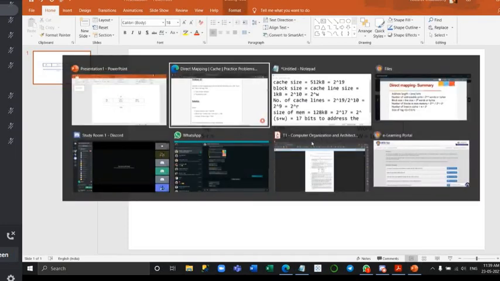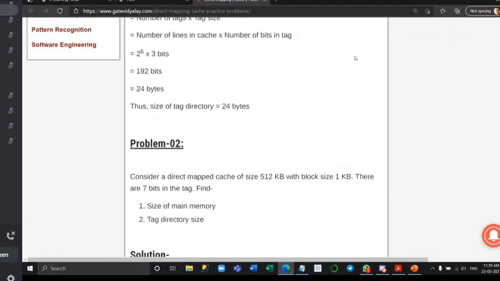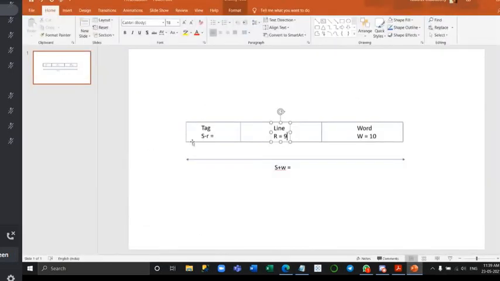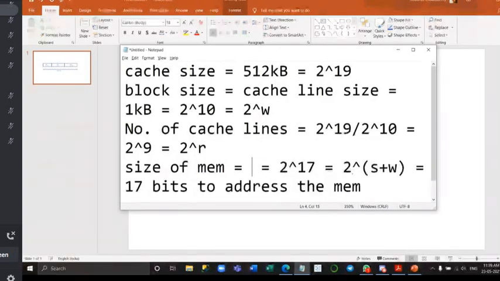So r becomes 9. Now we have been given that there are 7 bits in the tag, so we don't have to find the tag bit size. It's already been given to us. If we add all these three, we can see that the total comes up to 26. So that is the total number of bits used to address the entire memory, 26, and the main memory size will be equivalent to 2 to the power 26.